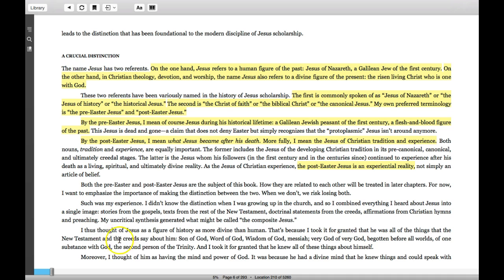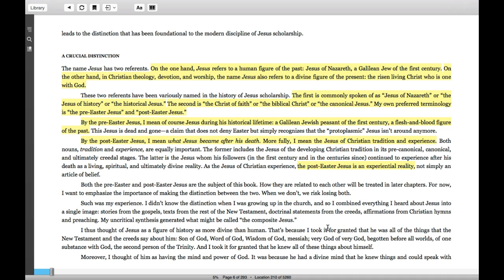Now, he goes on to talk about some of his experience growing up. I really want you to read this and understand what he's saying here, because he's trying to argue that in his childhood, in his upbringing, he didn't really think of the Jesus of history and the Jesus of faith. He thought of what he calls right here the composite Jesus, where the Jesus of history and the Jesus of faith were necessarily combined. They were unified.